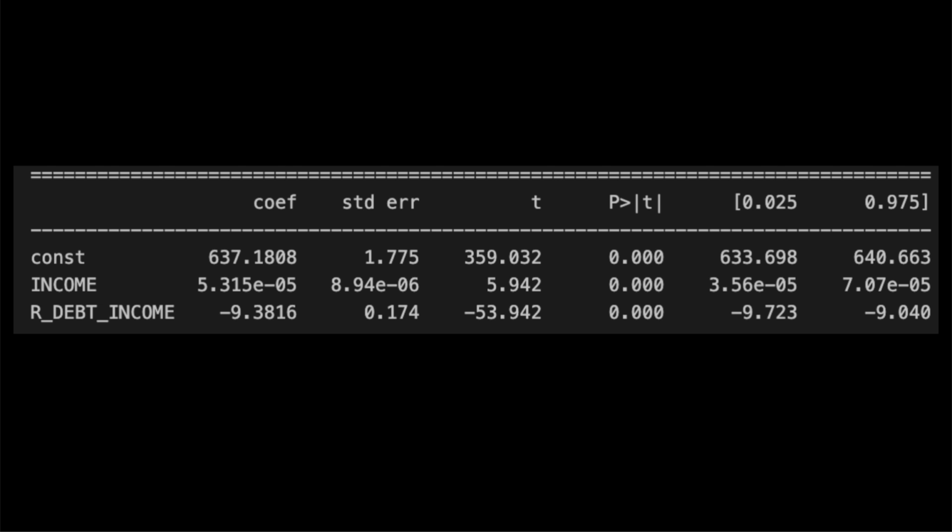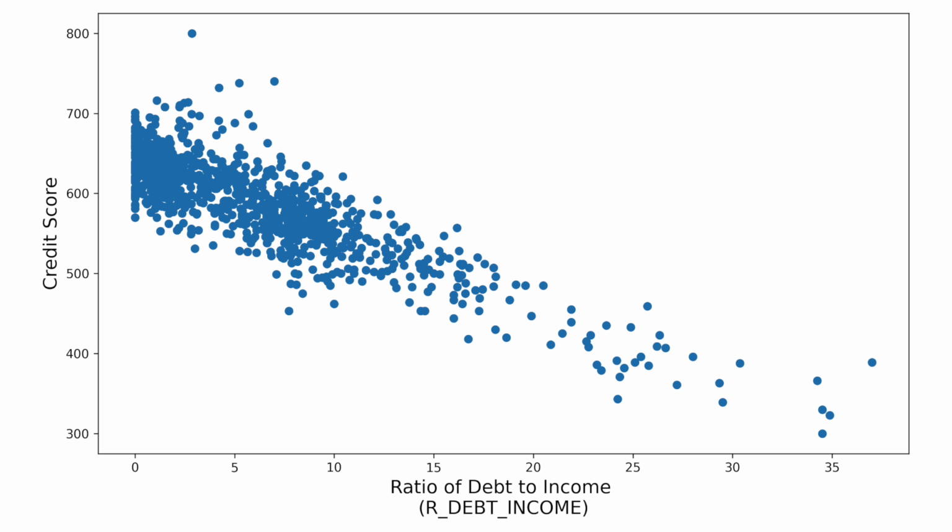Let's focus on this part of the summary. This column gives the coefficients of the model features. They tell us that all customers will start with a base credit score of 637. This score will increase by this amount for every 1 unit increase in income. Similarly, the score will decrease by 9.3816 points for every 1 unit increase in the debt to income ratio. We saw this negative relationship in the scatter plot.